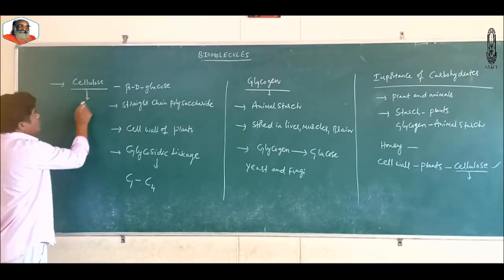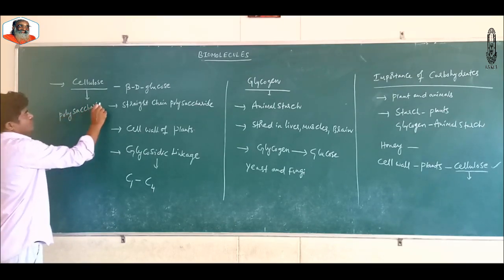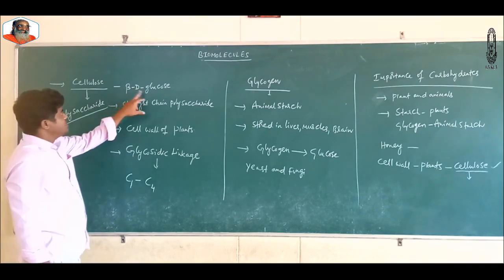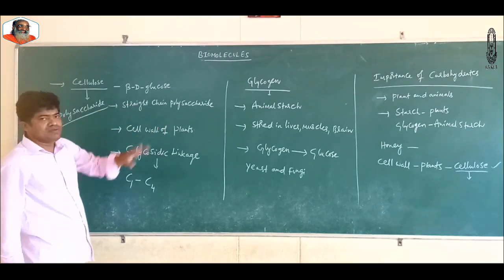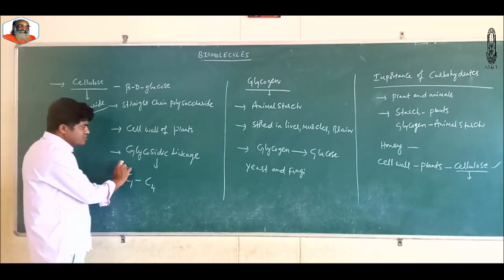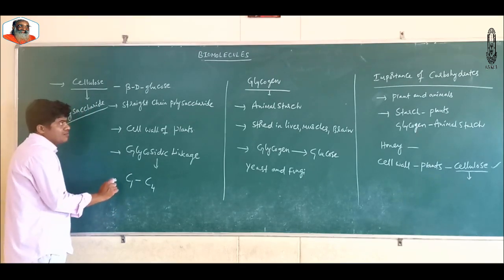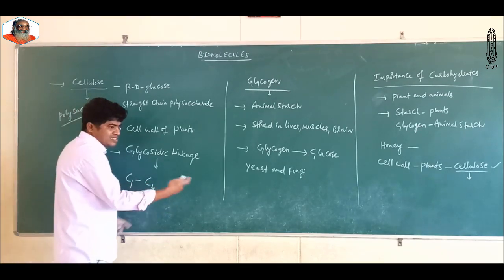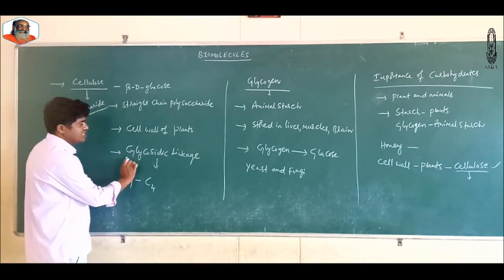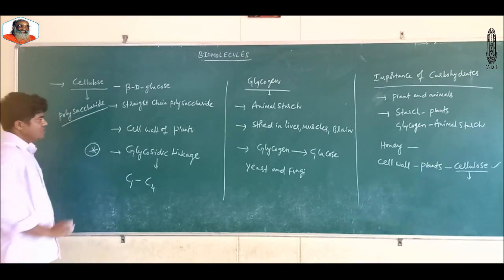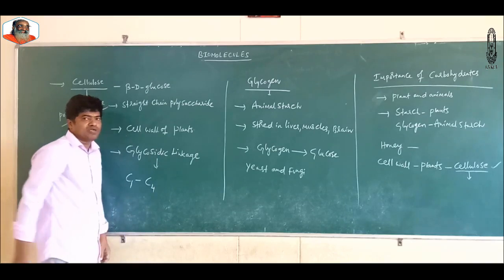Now cellulose is a polysaccharide consisting of many units of beta D glucose. It is a straight chain polysaccharide, and the glycosidic linkage is found between C1 of one beta D glucose and C4 of another beta D glucose. Glycosidic linkage is very important here. And you know where you find cellulose? The cell wall of plants is made up of cellulose.